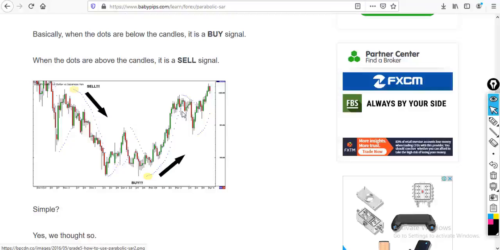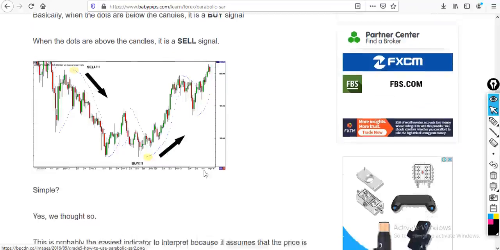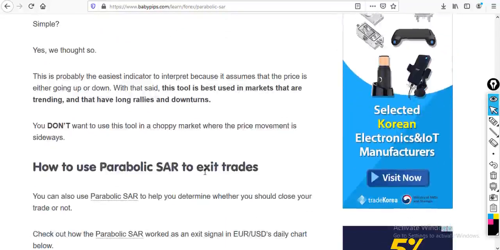So when the dotted lines appear above price, that's a sell signal, like the market is stopping below here and price is going to go down. However, when the dotted lines appear below the price, that's indicating a buy signal. Prices of the market will rally up. So this tool is best used in markets that are trending and that have long rallies and downturns.